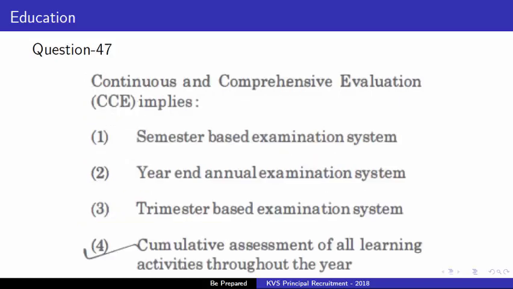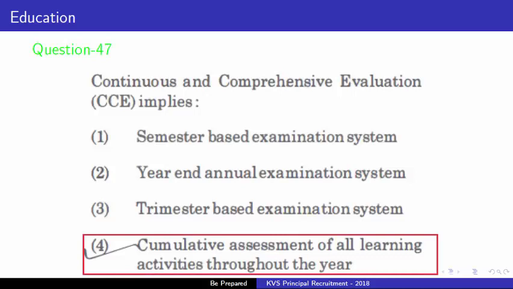Next question is, continuous and comprehensive evaluation, that is CCE, implies, options are number 1, semester based examination system. Second option is year and annual examination system. Third option is trimester based examination system, and the last option is cumulative assessment for all learning activities throughout the year. Continuous and comprehensive evaluation, that is CCE, implies cumulative assessment for all learning activities throughout the year. So option 4 is the right answer.